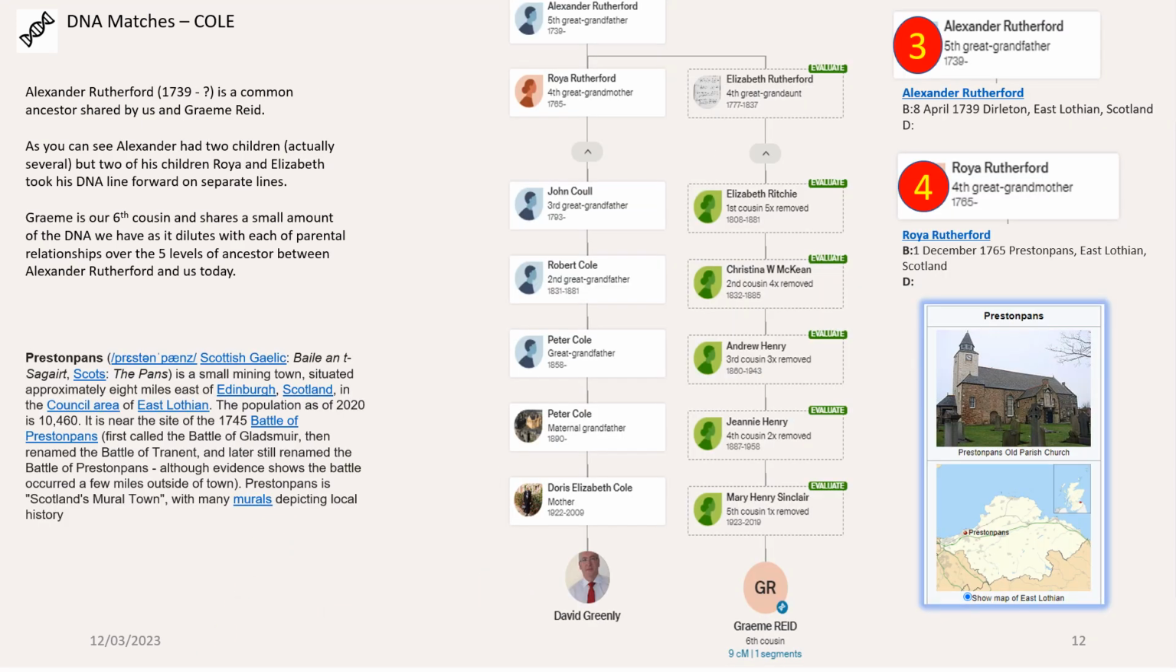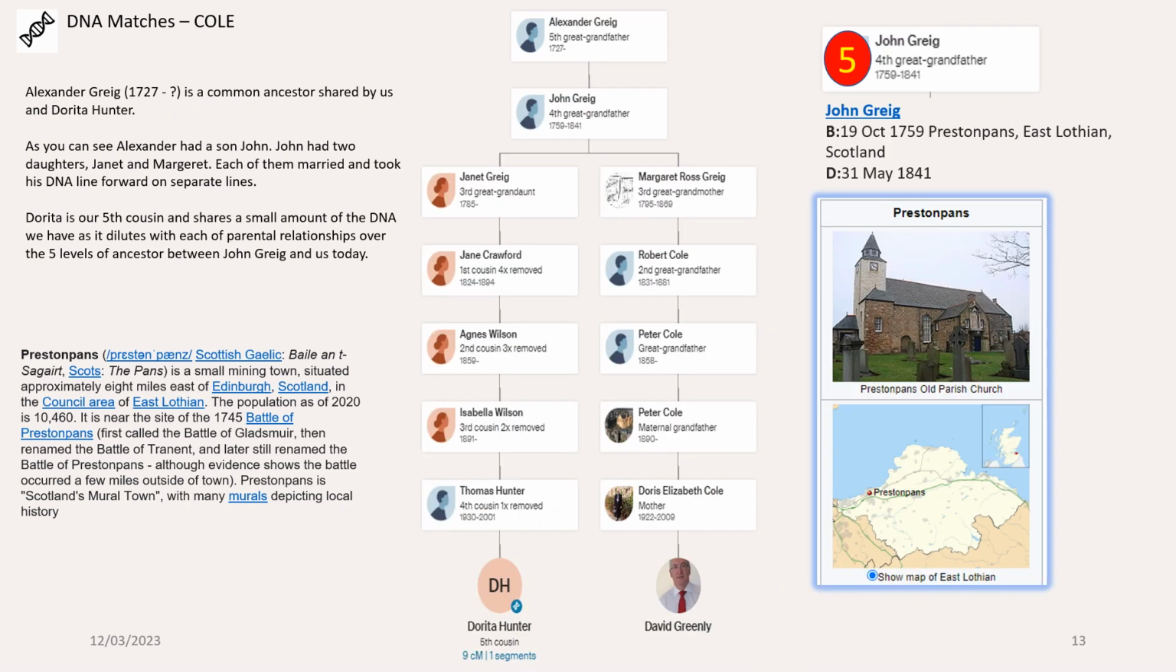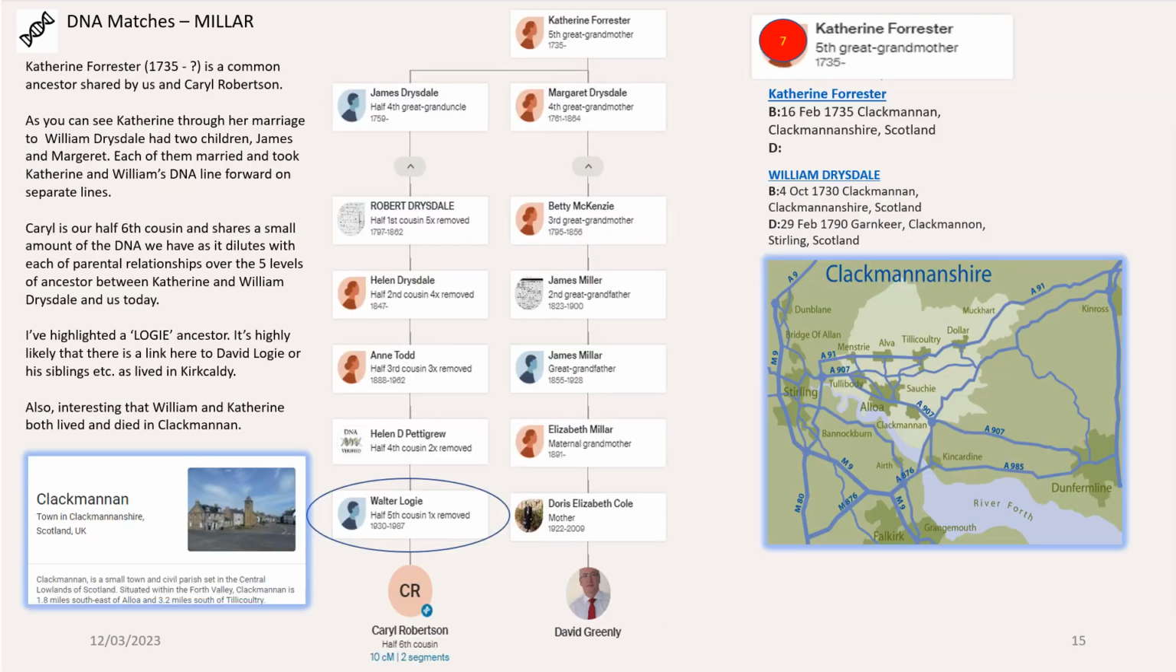And there's 7 of those in total. I won't go through them, but you can see how it works. Graham Reed again is a distant relative living today, and we share DNA with him through Andrew Rutherford. Explore those, and also the common areas that we've talked about.